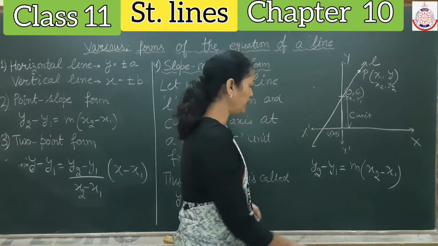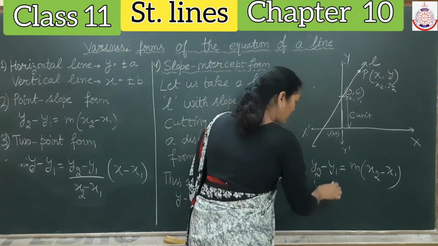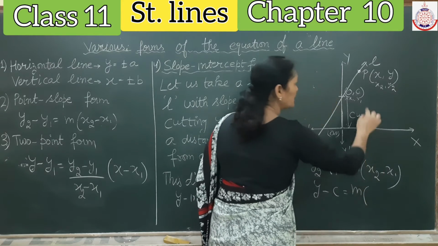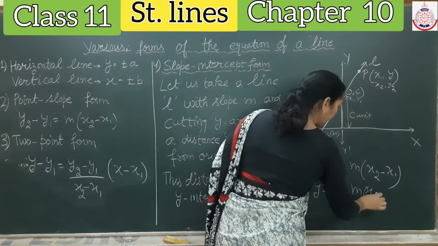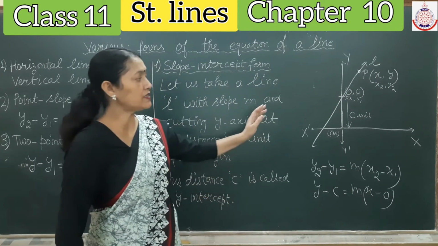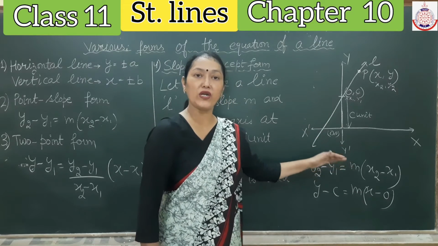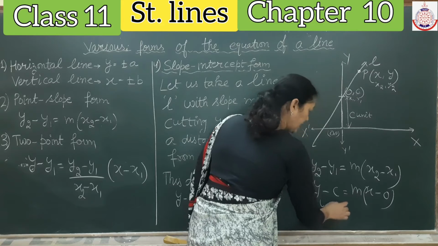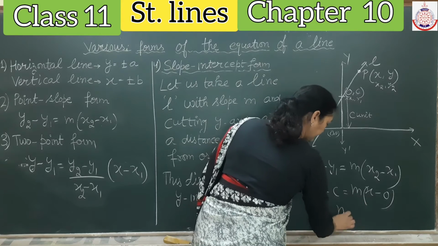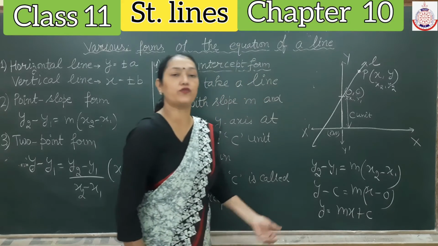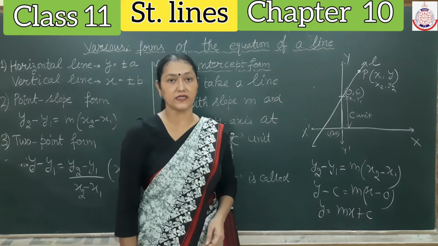In place of y2, y will come. In place of y1, c will come. In place of x2, x will come. In place of x1, 0 will come. Simply inserted the values in point slope form. Simplifying, y equals mx plus c. So this equation is called slope-intercept form.